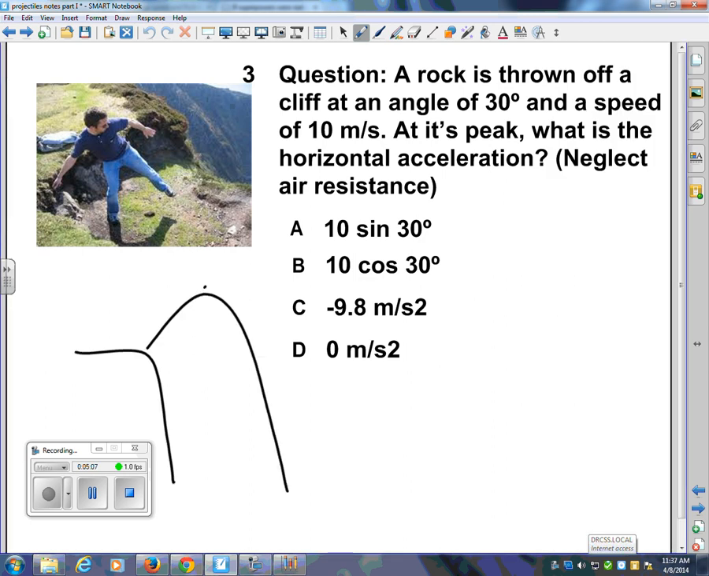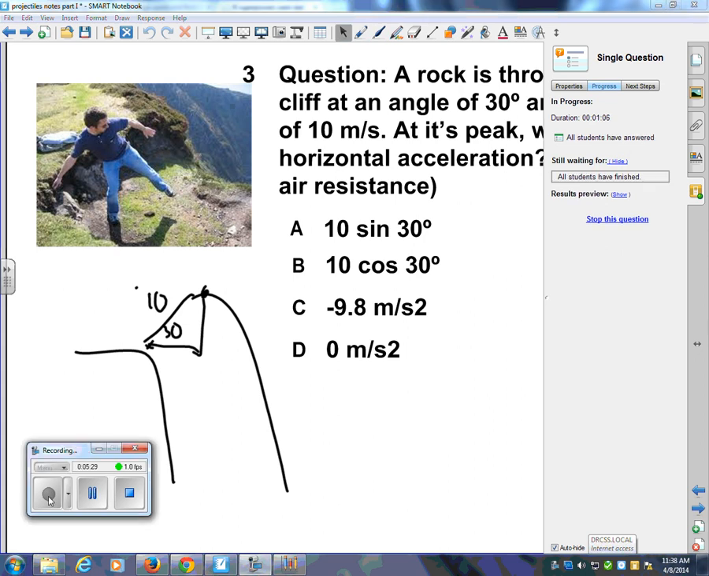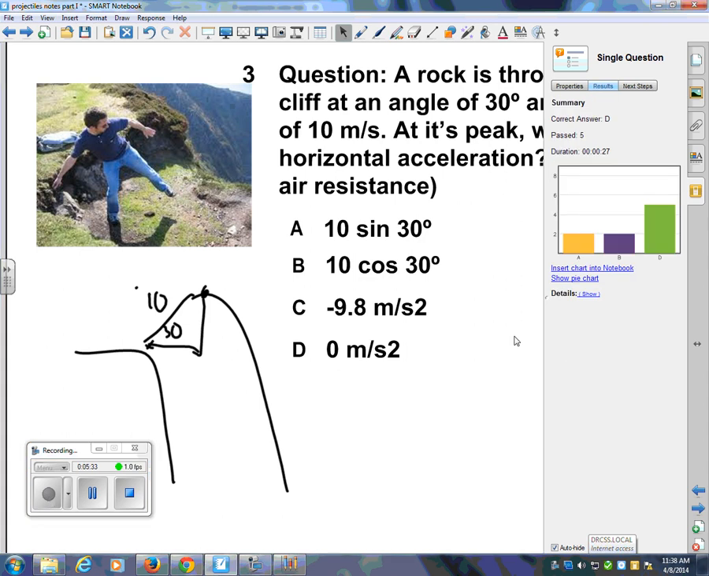At the peak. I know this one from yesterday. It's horizontal. What is the horizontal acceleration? You guys weren't listening yesterday. Correct answer? D. Correct answer is D, 0.